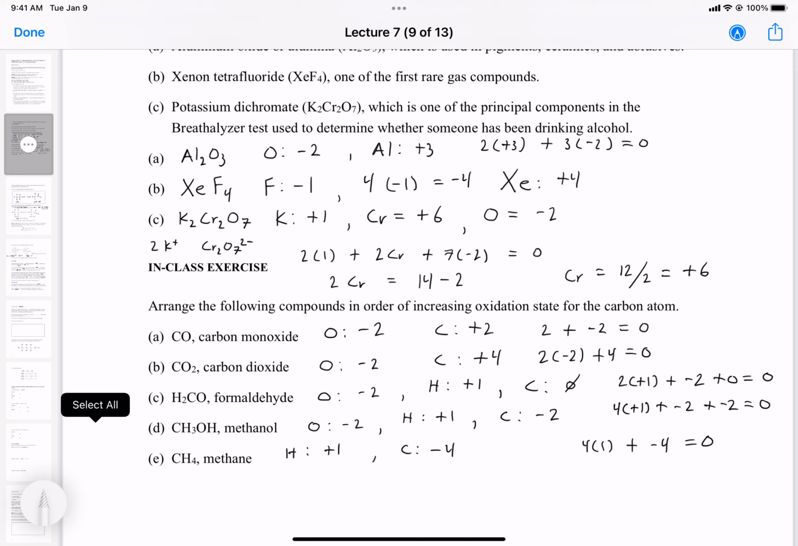So that's why carbon here is 0. And as we add more hydrogen atoms here, the carbon is going to have a more negative oxidation state. And then once we fully replace all the oxygen atoms, carbon is in its lowest oxidation state, -4. So carbon can have a wide range of oxidation states from -4 to +4.